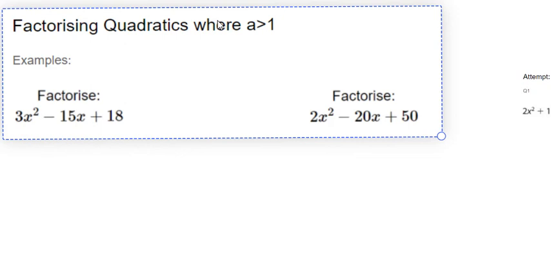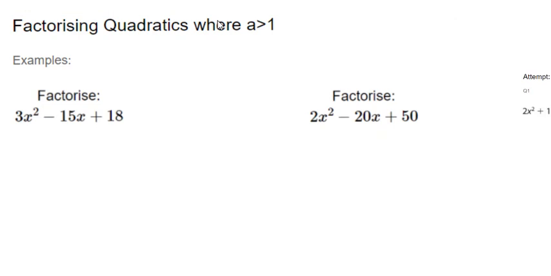Hi guys, so this is Factorising Quadratics where a is greater than 1. What you should notice in the two examples is that there is a difference to factorising easier quadratics. The main difference is that there's a number in front of the x squared, so you should be able to see that straight away. There's a 3 in front of the x squared in the first one, and a 2 in front of the x squared in the second one. That makes things more complicated, and that's what we mean by a is greater than 1.